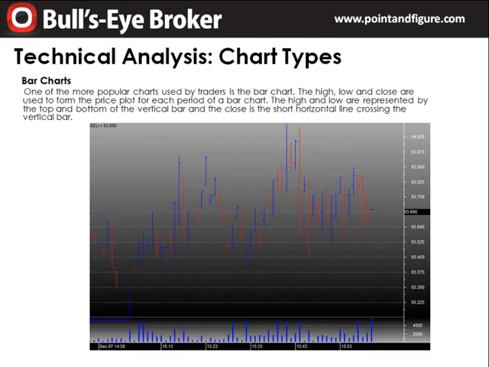Bar charts. Bar charts are one of the more popular charts used by traders today. Bar charts provide additional information that is not available in the line chart. Each data point can consist of additional data such as the high and low, which can provide the trading range, and the opening and close. Many traders find this additional information very useful in their decision-making process.